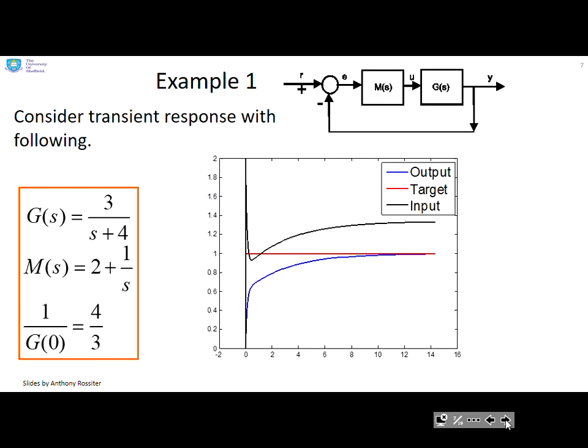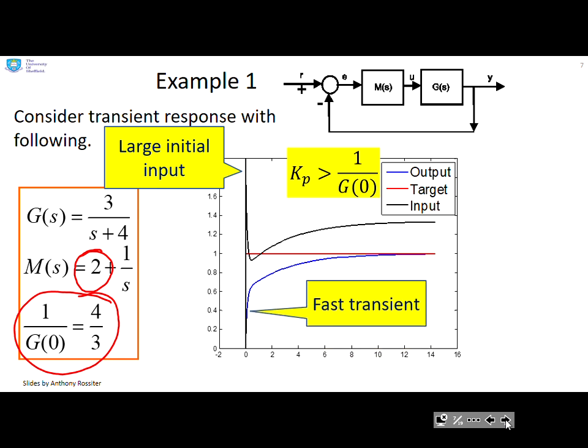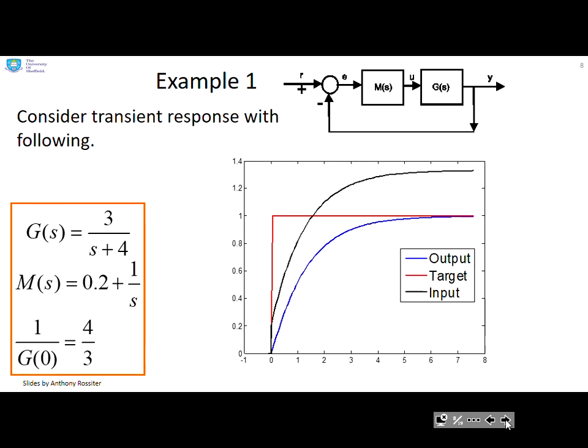An illustration then. Look at the transient response here. What's the key point? You can see what G of 0 is. It's 4 over 3. And you can see what Kp is. It's 2. So here, Kp is bigger than 1 over G of 0. And you see we get a large initial input, which is bigger than U steady state. As a consequence, you can see we get a fast transient response. Not necessarily fast settling, but a fast transient.